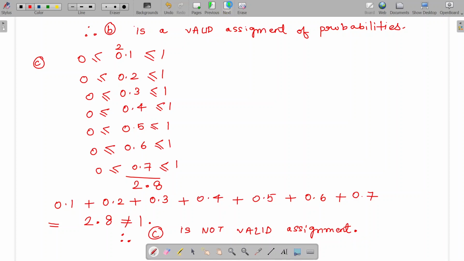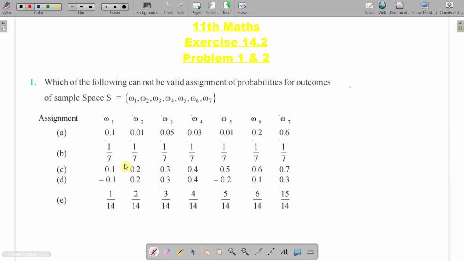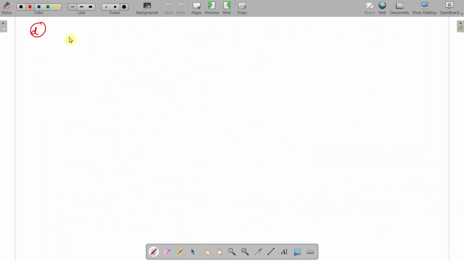Okay, so now let us go to the D question. In D you can see that there is a negative number here. Okay, so it definitely is not a valid assignment. So we can write probability of omega 1, which is equal to minus 0.1, is less than or equal to 0. So the first condition won't be satisfied. All the probabilities are not between 0 and 1, right? You found a probability that is less than 0. So what we can say is D is not a valid assignment.